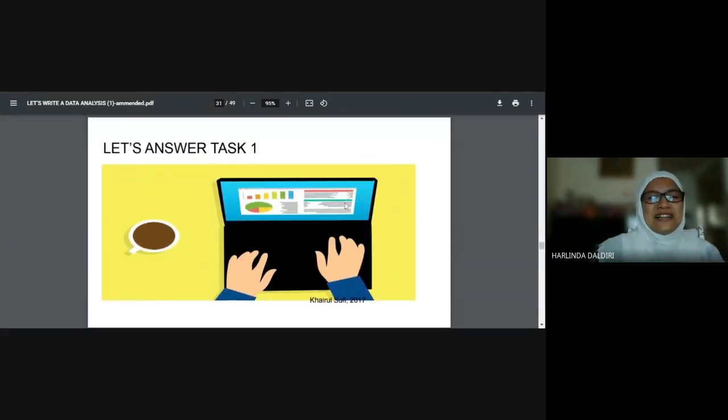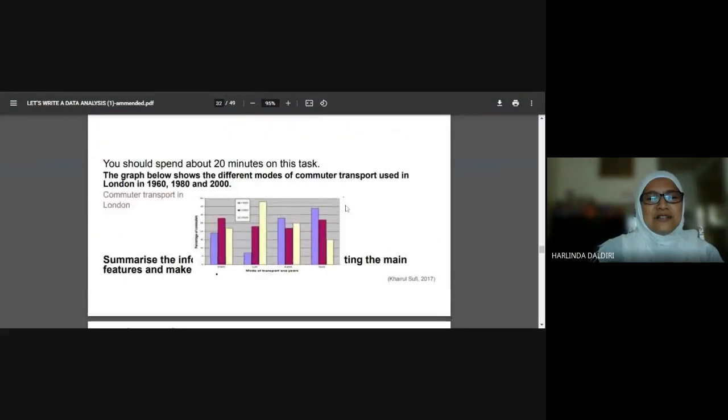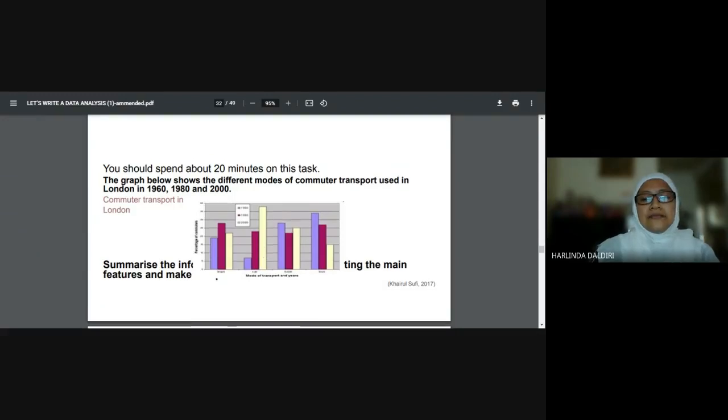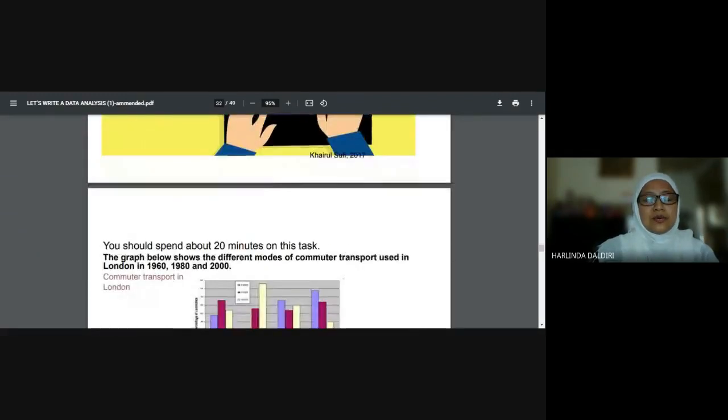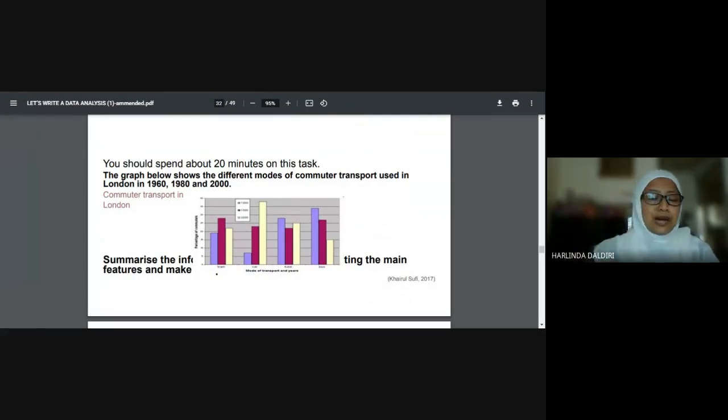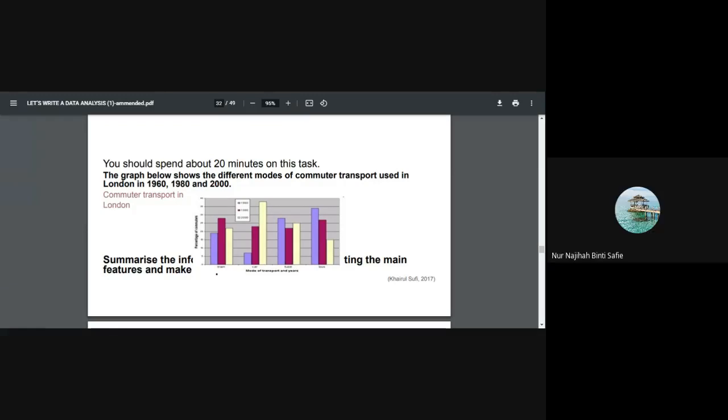All right. Now let us look at this graph. You should spend about 20 minutes. It says here, let's try task 1. You are not going to write the analysis, but can you tell me, this graph, is it dynamic or static? Is it dynamic or static? Dynamic. It's dynamic.